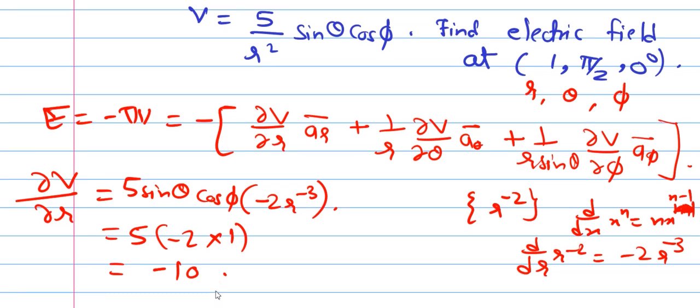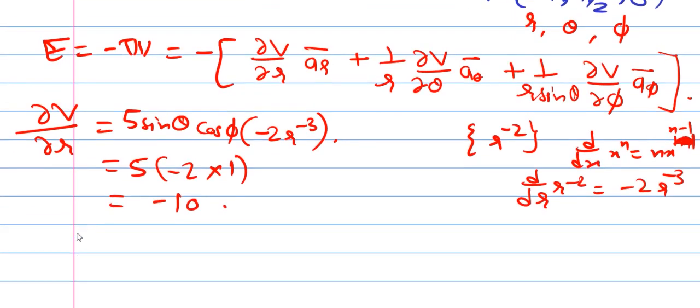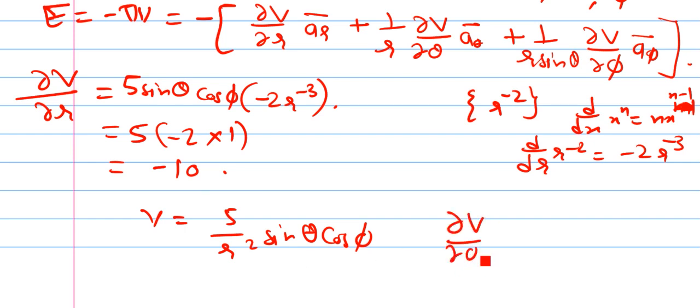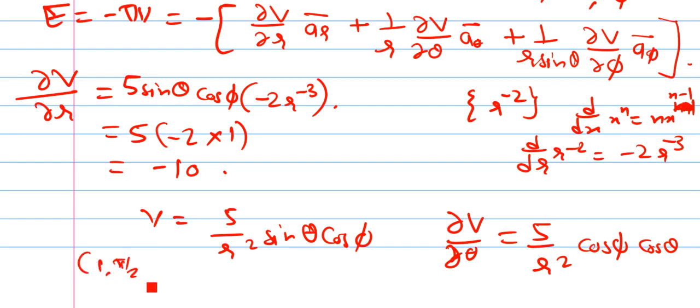Now we will calculate ∂V/∂theta. So our function is 5 by r square sin theta cos phi. Now ∂V/∂theta. So again treat phi as constant and take the partial derivative. So 5 by r square is a constant, cos phi is a constant, and the derivative of sin theta is cos theta. Now substitute the coordinates. Coordinates are 1 comma pi by 2 comma 0 degree.